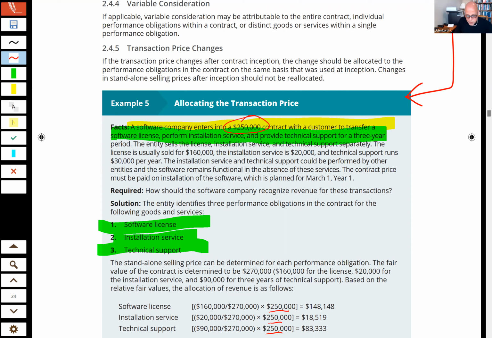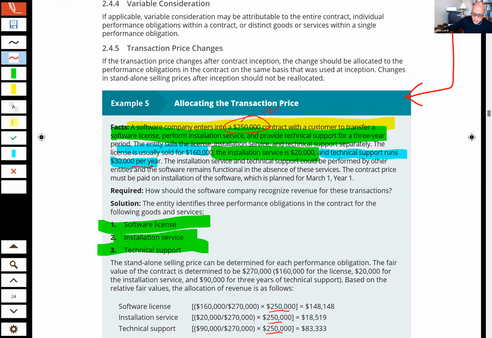Now they tell us that the license is usually sold for $160. The installation service generally costs our customers $20,000. The tech support runs $30,000 per year. We know that we're going to have to take that $30,000, recognize that over time, as well as allocate this total $250 between the different performance obligations.